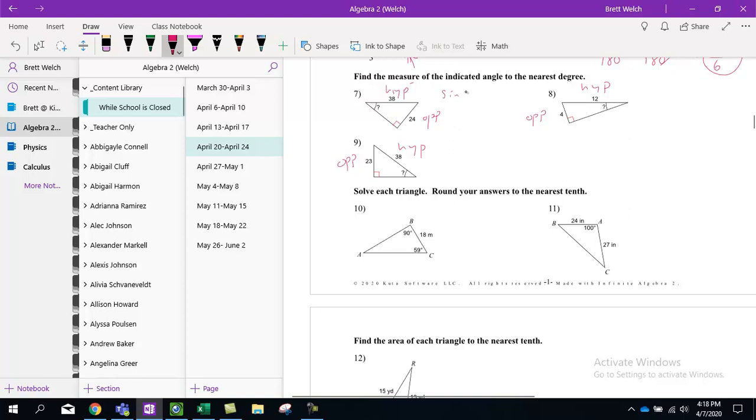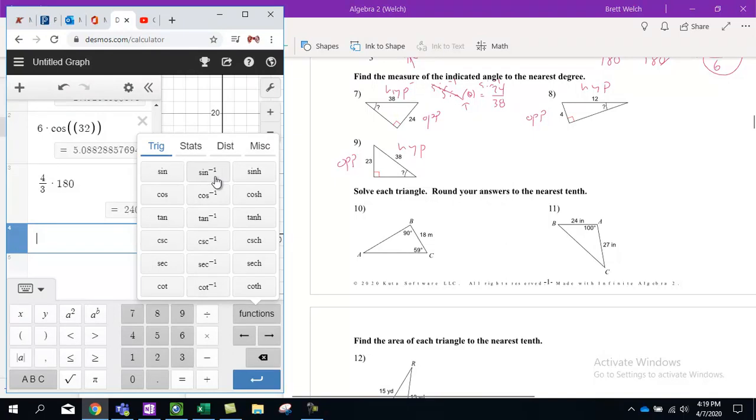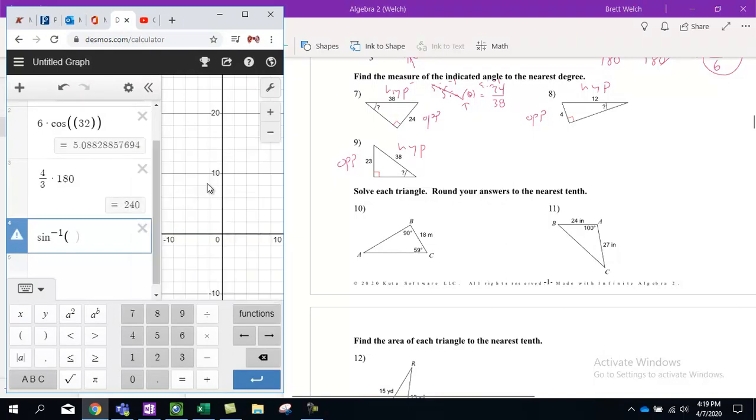So sine of my unknown is the opposite, 24 over 38. And to solve for theta, we have to remove the sine function. To do that, we use a sine inverse. And what we do to one side, we got to do the other. So I'm going to grab my calculator real quick, and I'm going to choose the function sine inverse. If it was a cosine, I'd use cosine inverse. A tangent, I use tangent inverse. This is how we find angles.